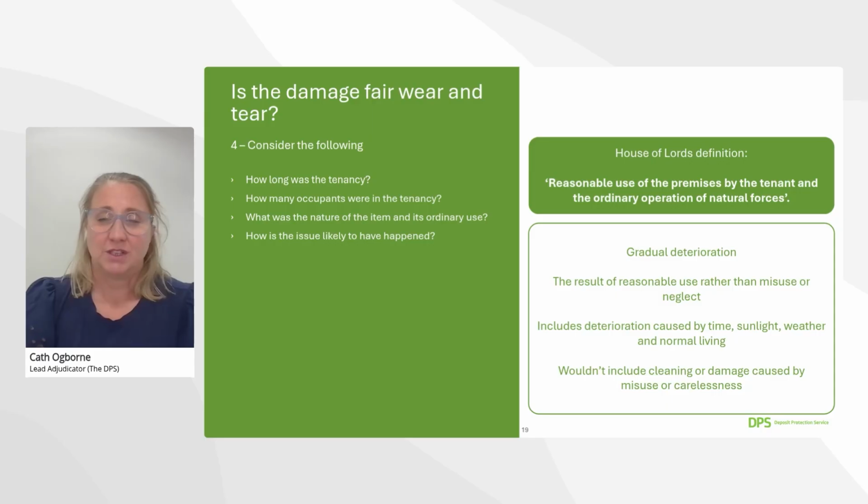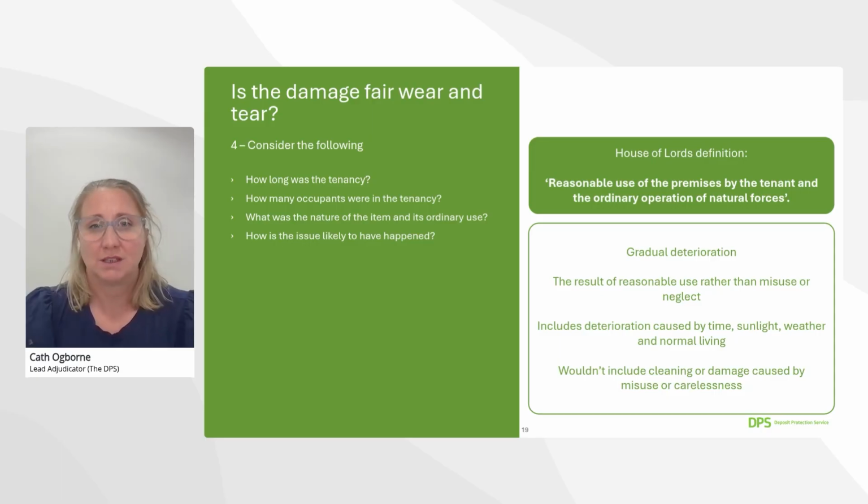Okay, and then once we've had a little bit of a look at all of that evidence and established that there has been deterioration, we really need to be asking ourselves, hang on a minute, would this fall within the definition of fair wear and tear? And that definition is the reasonable use of the premises by the tenant and ordinary operation of natural forces. If something does fall within fair wear and tear, it's not something that can be claimed from the tenant. It doesn't represent a breach. They've just used the item in the manner that you would expect to use that item in during the tenancy.